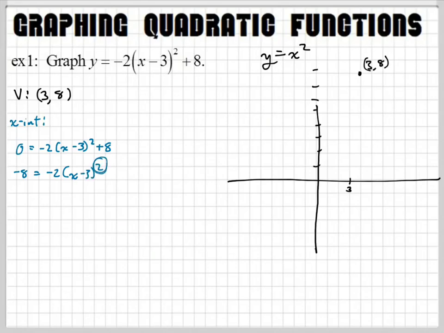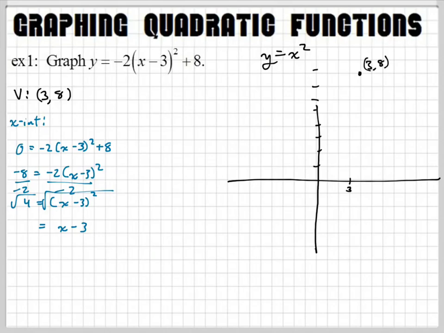We want to get rid of this squared eventually, but first we got to get rid of this negative 2. So we divide by negative 2, divide by negative 2, we get positive 4. Positive 4 equals x minus 3 squared. Then, to get rid of the squared, we have to square root it. So we square root both sides, and when you square root inside of an equation, what do you have to have?